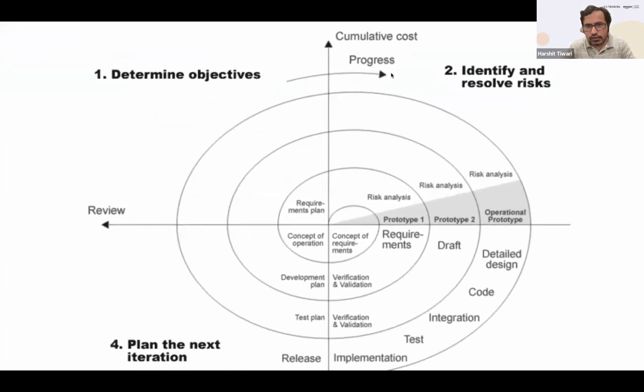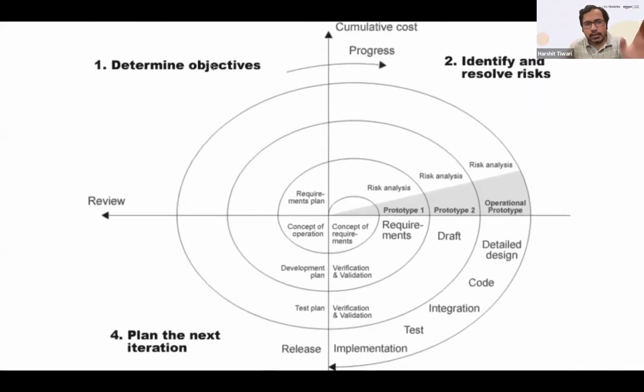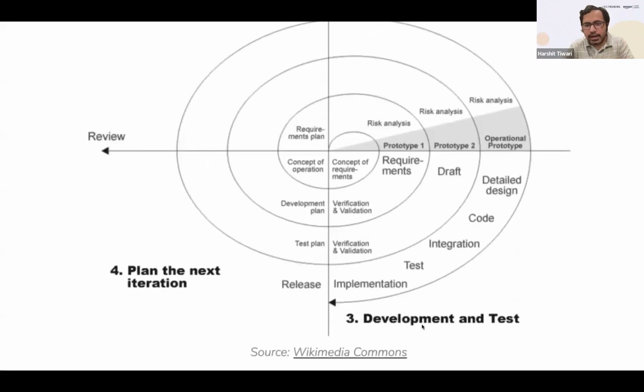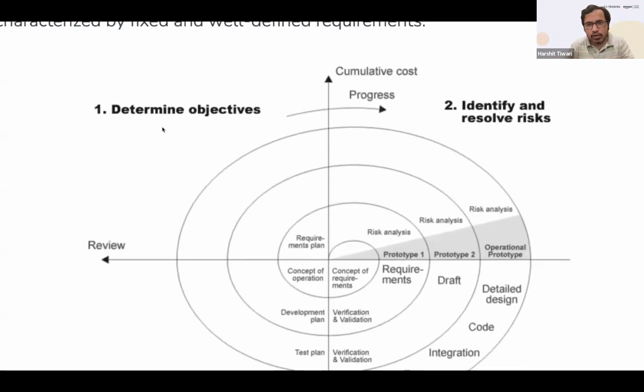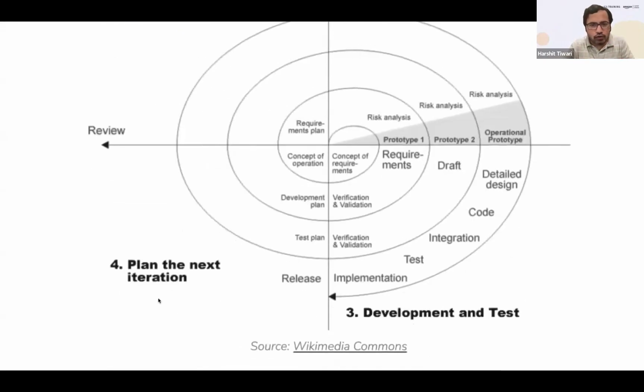You determine the objectives, you identify the risk. You start from the very center. All this 1, 2, 3, 4 is there. So you're going from determining the objectives to identifying and resolving the risk, and development and test, and planning phase. That's the circle you're going around, from this quadrant to this quadrant to the third quadrant to the fourth quadrant.